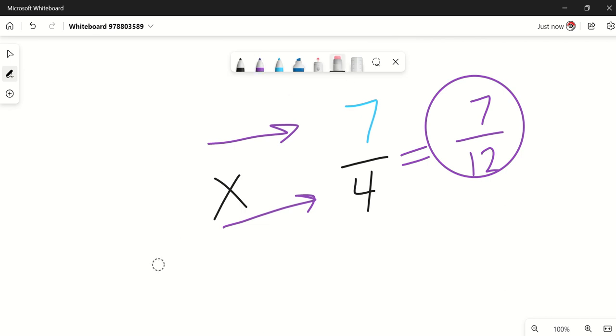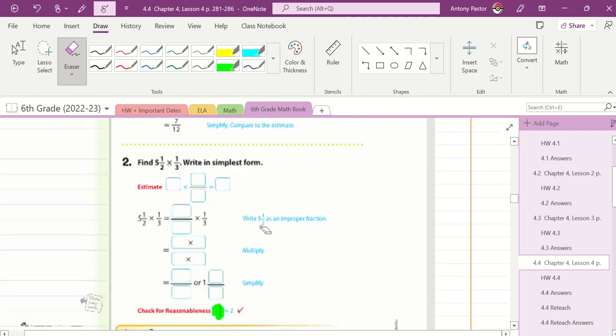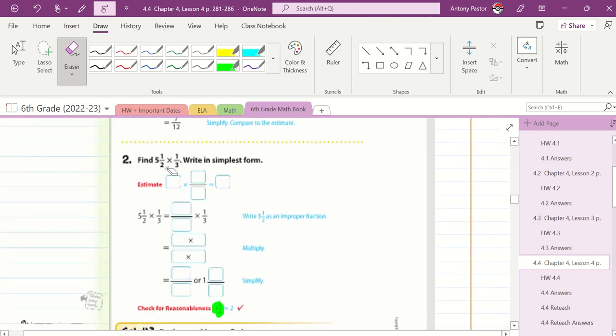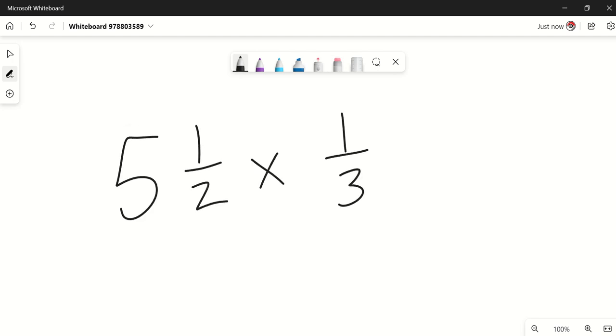And that is how we solve that problem. Example number 2: 5 1/2 times 1/3. I just want to make sure that I'm multiplying by 1/3. It is. So my 1/3 is set. It's a fraction. I'm done.